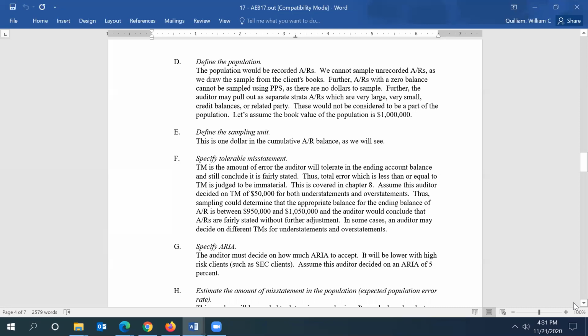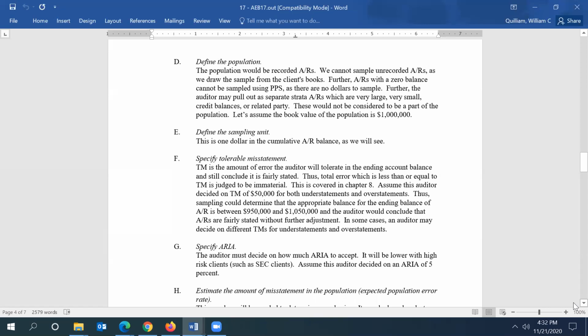Then define the population. Well, the population would be recorded accounts receivable, the ones clients have recorded. We cannot sample unrecorded accounts receivable as we draw the sample from the client's books. So if there's an unrecorded account receivable, tough luck. Accounts receivable are incomplete and we have nothing to confirm. So as always on client books, completeness is an issue because something could be left off, either intentionally or unintentionally. With accounts receivable, probably unintentionally, because clients would love to overstate the balance of accounts receivable. So they're going to list every single one they can.